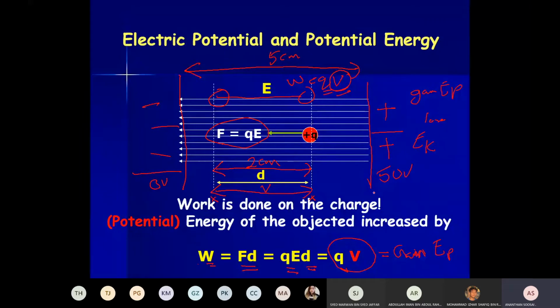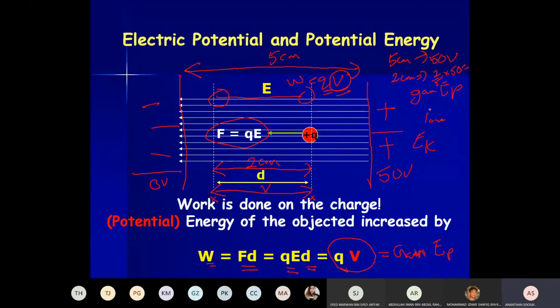0 to 50 volt, 5 centimeter separated. So for 2 centimeter movement, how much should the voltage be? The voltage difference is proportional to the distance. So it's basically a ratio. 5 cm has a potential difference of 50 volt. So 2 centimeter must have a potential difference of how much? Ratio: 2 divided by 5 times 50.